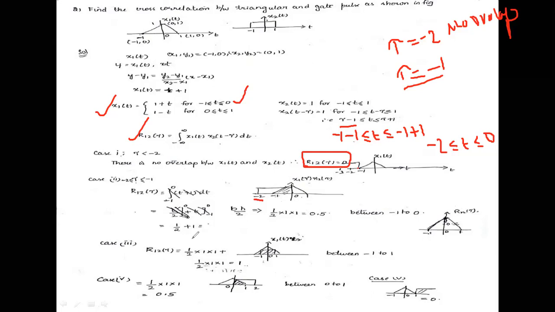And in this equation, totally R12 of tau becomes 1 by 2 plus 1.